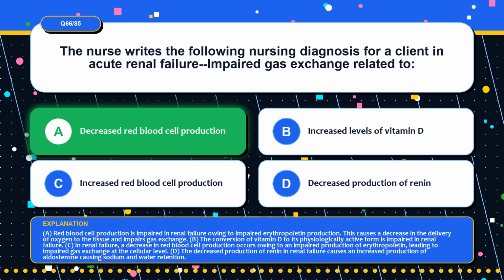A. Red blood cell production is impaired in renal failure owing to impaired erythropoietin production. This causes a decrease in the delivery of oxygen to the tissue and impairs gas exchange. B. The conversion of vitamin D to its physiologically active form is impaired in renal failure. C. In renal failure, a decrease in red blood cell production occurs owing to an impaired production of erythropoietin, leading to impaired gas exchange at the cellular level. D. The decreased production of renin in renal failure causes an increased production of aldosterone, causing sodium and water retention.